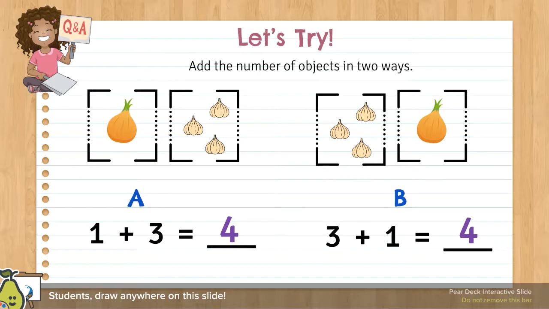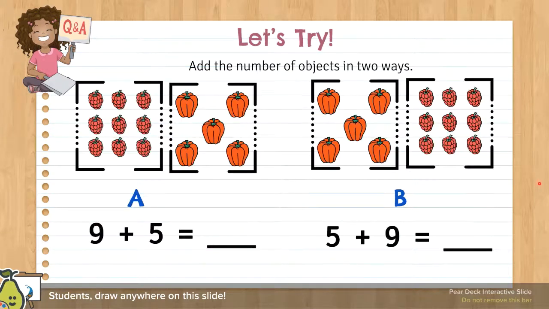Now let's try another example. I have my addends here in set A, 9 plus 5. How many will I have? 9 plus 5 is equals to 14. Very good. And if we change the position of the addends, we make it 5 plus 9. The sum will still be correct. It will still be 14.